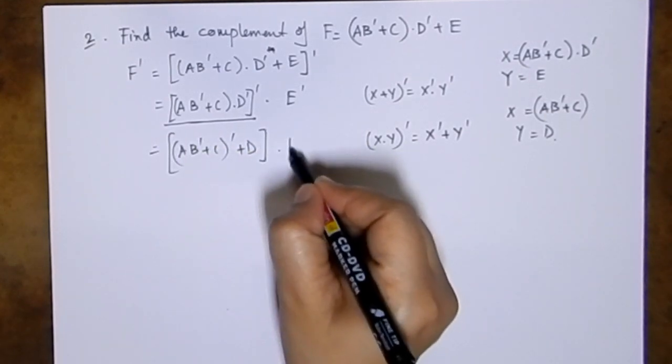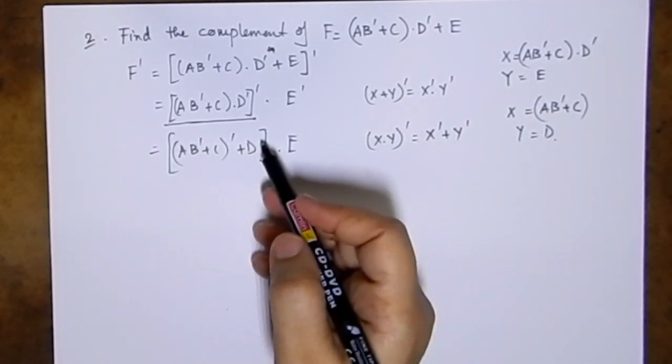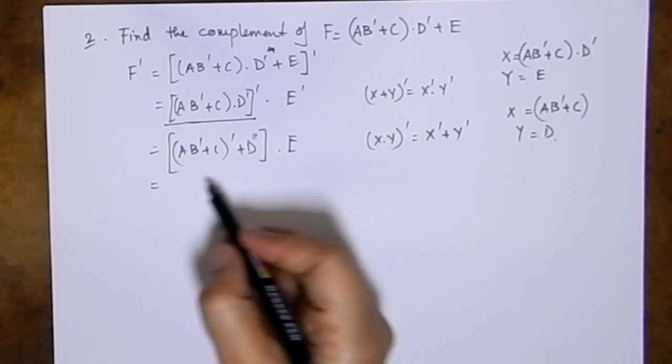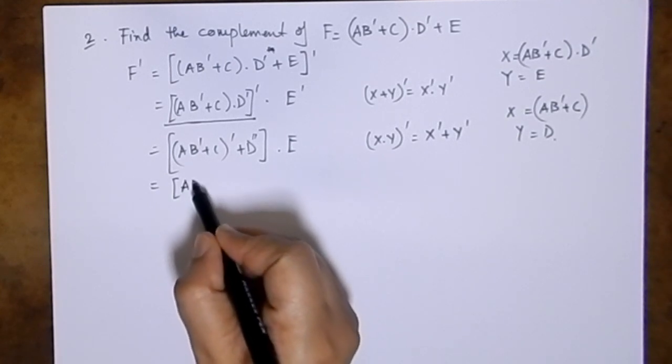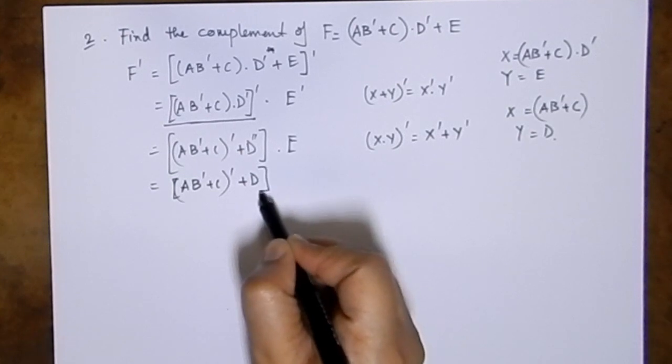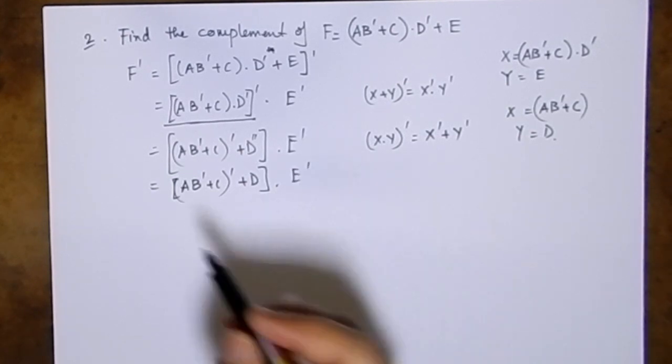This whole thing dot e dashed. I'm not writing the double dashed. The next step, I will eliminate that. That is (ab dashed plus c) whole dashed plus D dot E dashed.